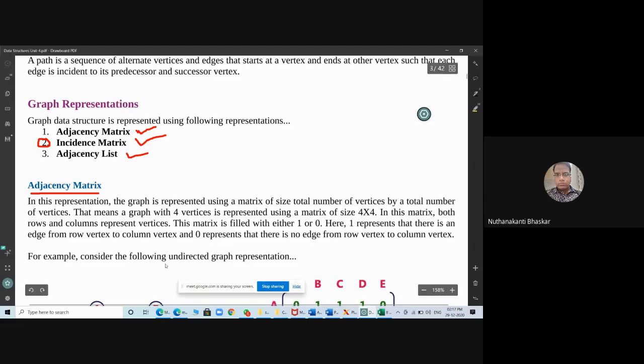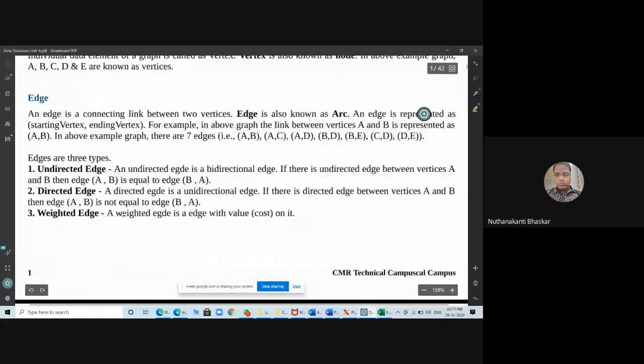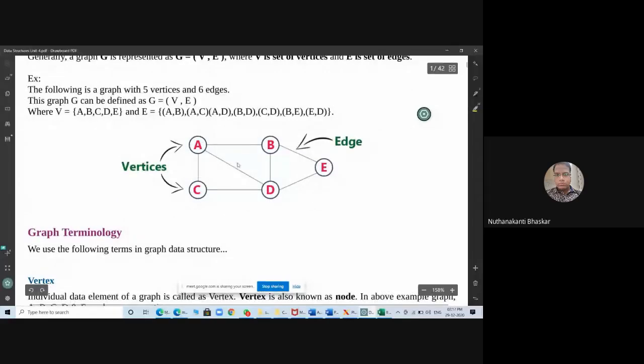In this representation, the graph is represented using a matrix of size total number of vertices by total number of vertices. Means you find how many vertices are there in the graph. That is the size of the matrix. Sir, how many vertices are there in this graph? Can anyone tell? How many vertices are there in this graph?